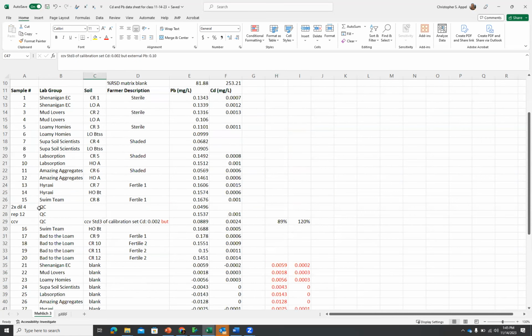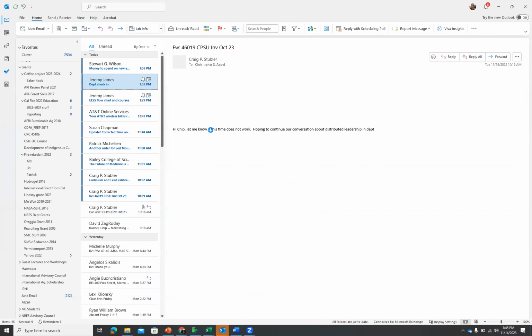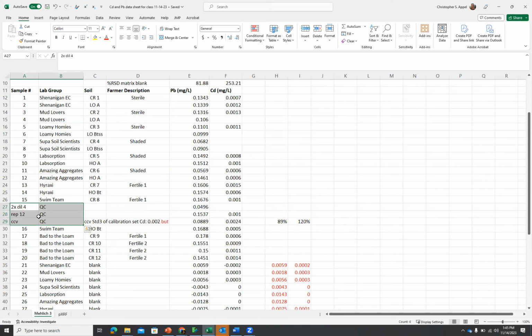Well, if we go to our QC area here, every time we measured the recovery of a dilution and we did a replicate. So what we can do then is determine our recoveries of our dilutions. And then after that, we can determine the percent relative difference of our replicates. So let's do the recovery of our dilutions first. So in this case, we have a 2 times dilution of sample number 4. Sample number 4 is up here.